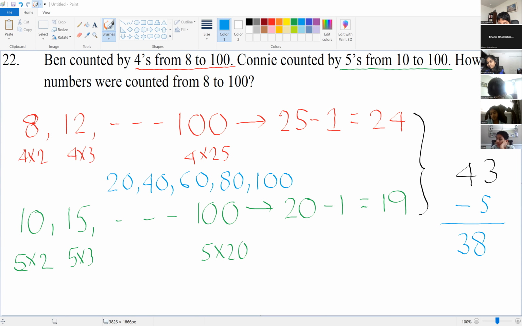Chinmay, you were saying something earlier. What did you say? You were saying you had 24 numbers on the first set. How many numbers did you get on the second set? So first I did 25 minus 1, which is 24.